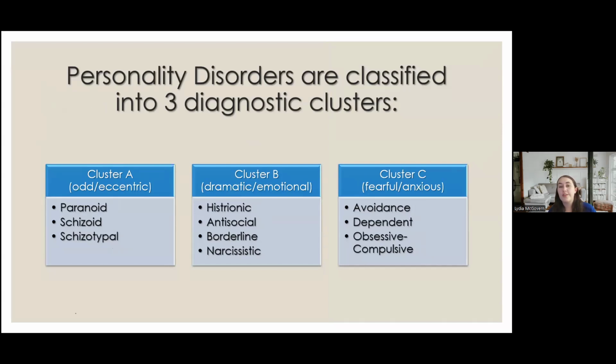Personality disorders are classified into 3 basic clusters, and we are going to cover each of these. Cluster A is characterized by odd or eccentric behaviors. Cluster B, dramatic or emotional, and cluster C, fearful or anxious. And there is a lot of overlap between the symptoms here. So many people might have symptoms of more than one, as well as co-occurring diagnoses, which we'll talk about a little bit later.